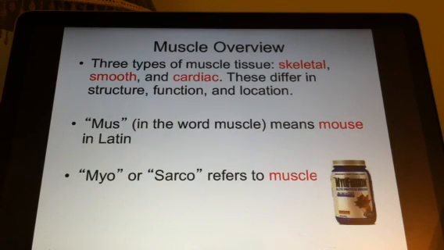Welcome back to Chapter 9, Introduction. This is Slide 4, Muscle Overview.